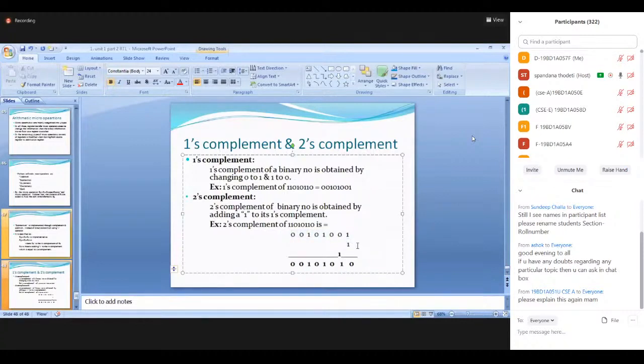You know the basic rules for addition, right? When you add 1 and 1, the sum is 0 and it produces a carry of 1. 1 plus 1 is 0, the result is 0 and a carry is generated. Now 0 plus 1 is 1, no carry. 0, 1, 0, 1, 0, 0. So this is your 2's complemented value. Clear?